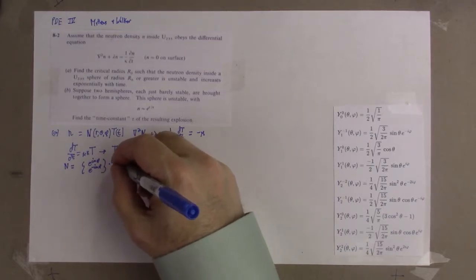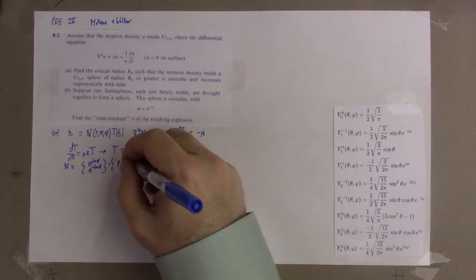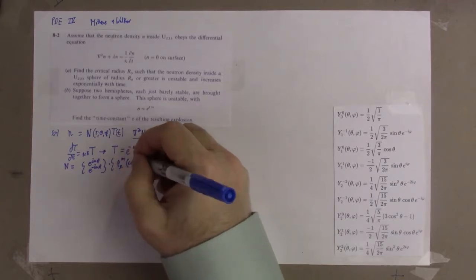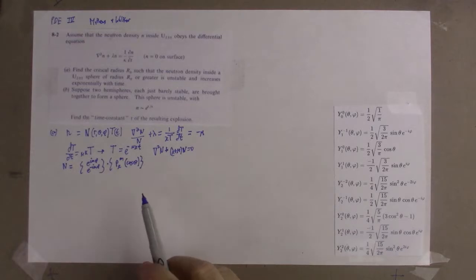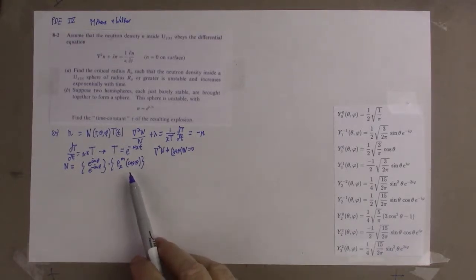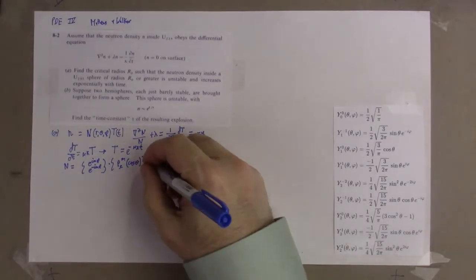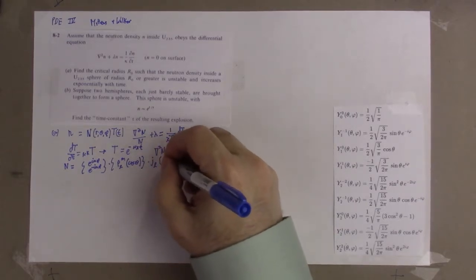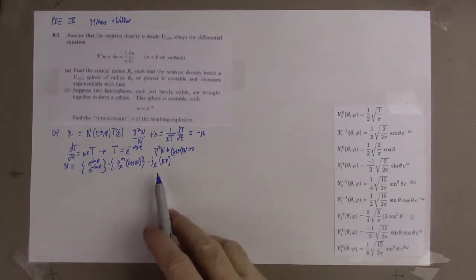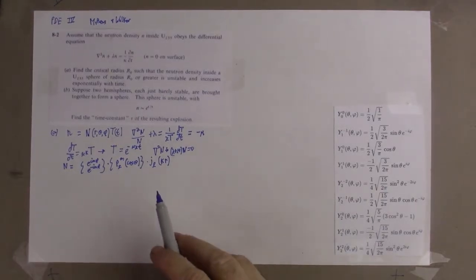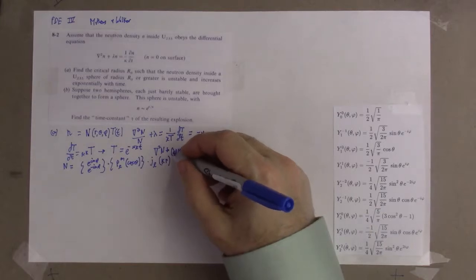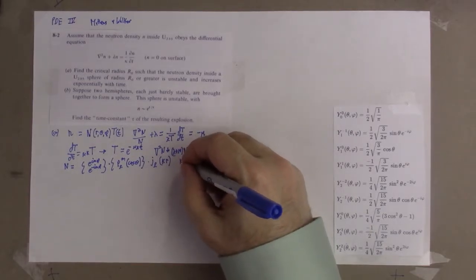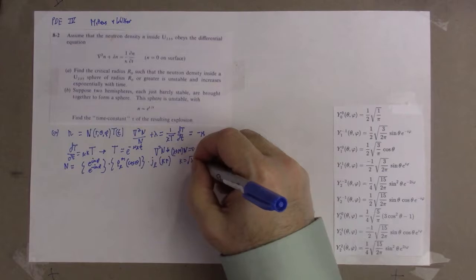times P_l^m of cosine theta. I'm only going to take one of these, leaving out the other one because we're inside a sphere. We need to be regular everywhere, including at the origin, so we only have the non-singular, the regular solution. And then the other part was the spherical Bessel function, j_l(kr). Again, we're neglecting the n_l(kr) because we need to be regular at the origin. And this is k squared, so k is equal to the square root of lambda plus mu.